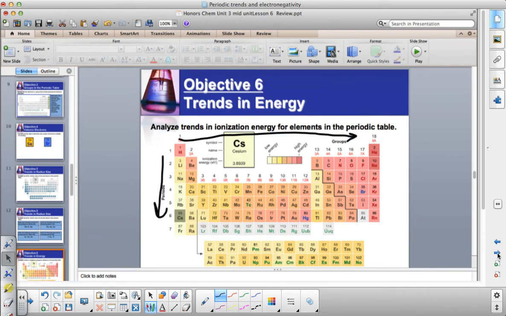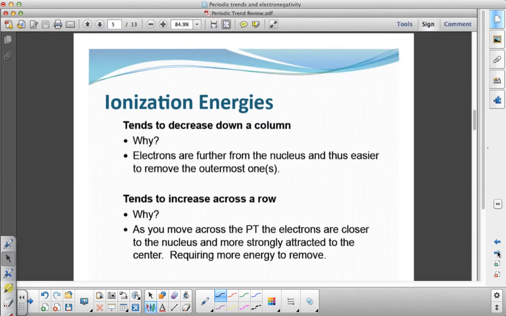Okay, and this is going to go hand in hand with our next section, which is electronegativity. So you might start to ask yourself why these trends happen the way they do. Well, they decrease going down a column. Why? Because electrons are further away from the nucleus at this point, so it's easier to remove those outermost electrons.